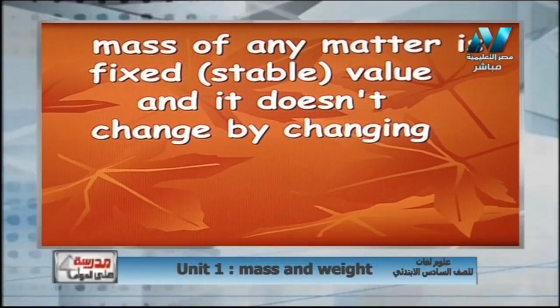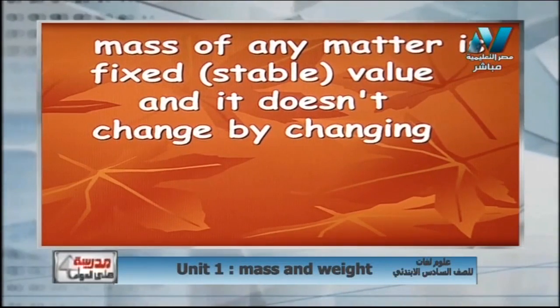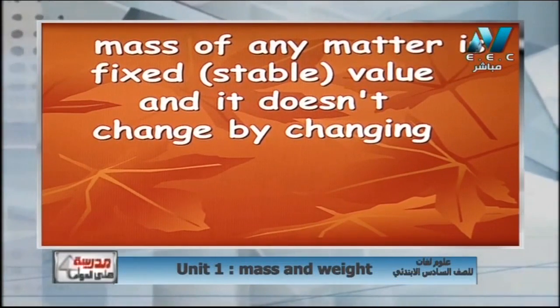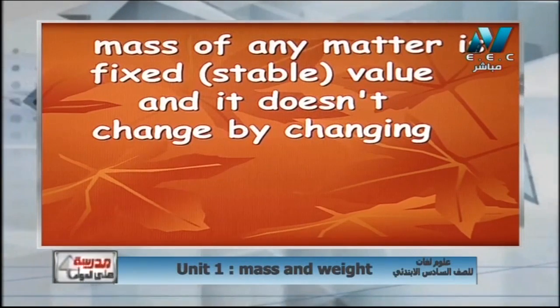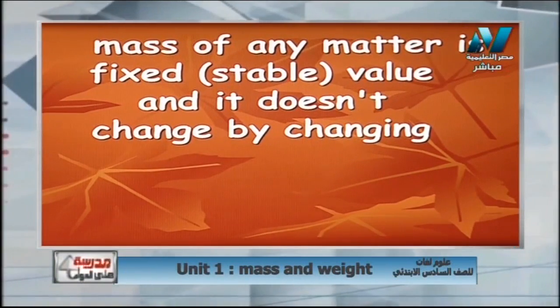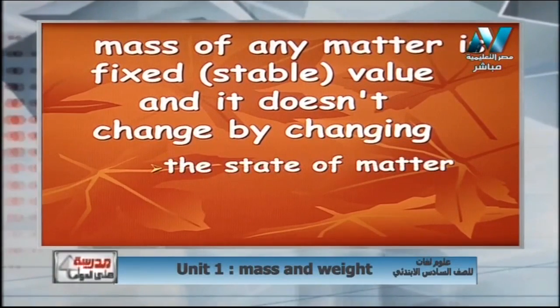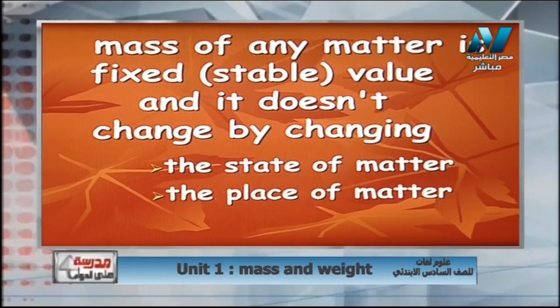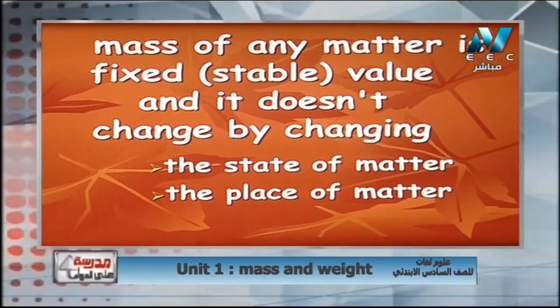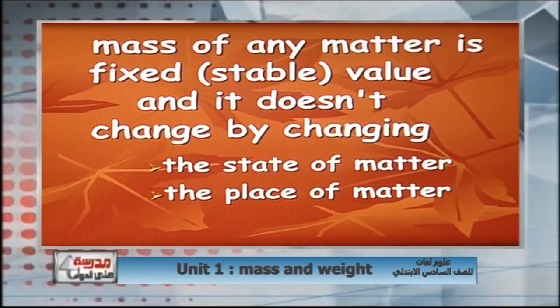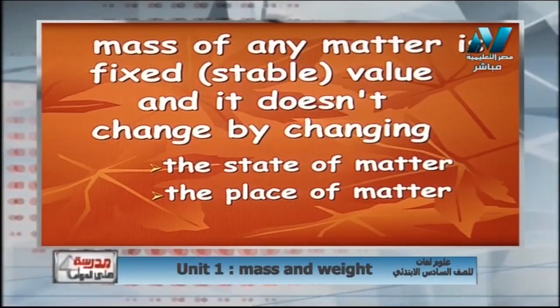وده النقطة اللي جاية هنتكلم فيها حالا، أو البروبرتي اللي جاية: mass of any matter is fixed or stable value and it doesn't change by changing the state of matter حالة المادة or the place of matter أو مكان المادة. الماس زي ما اتفقنا قيمة ثابتة. For example, your mass on the earth is 6 kilogram. On the moon it will be again 6 kilogram. On the Jupiter biggest planet as you know it will be also 6 kilogram. يبقى الماس ما بيتغيرش مهما غيرت مكان المادة أو حتى حالة المادة.